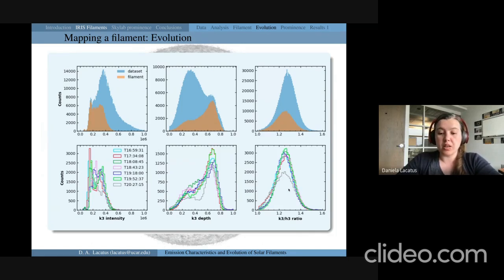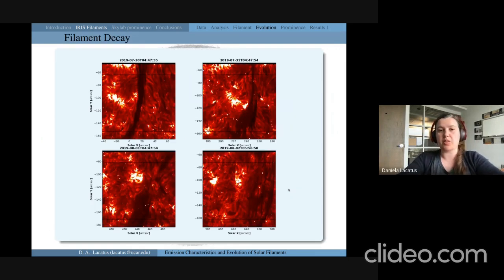So these flows and evolution will, in time, lead to the decay of the filament. Here I'm showing observation of a different filament, because for the one I showed before, I don't have the same field of view for the different days. And for this filament, we have very similar observation characteristics. So we're observing more or less the same field of view over a couple of days.